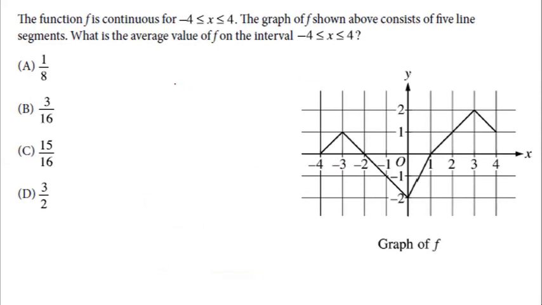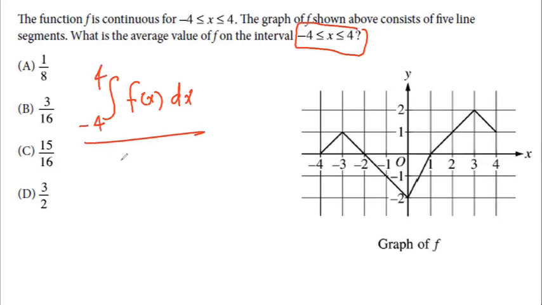It says you have a continuous function from -4 to 4, and we want to know what is the average value of the function on this interval. So if we use the same formula, we'll say the integral of f of x dx from -4 to 4 over the width of the interval, which is 4 minus -4. So we know that we have 8 down there. That's the entire length of the interval.